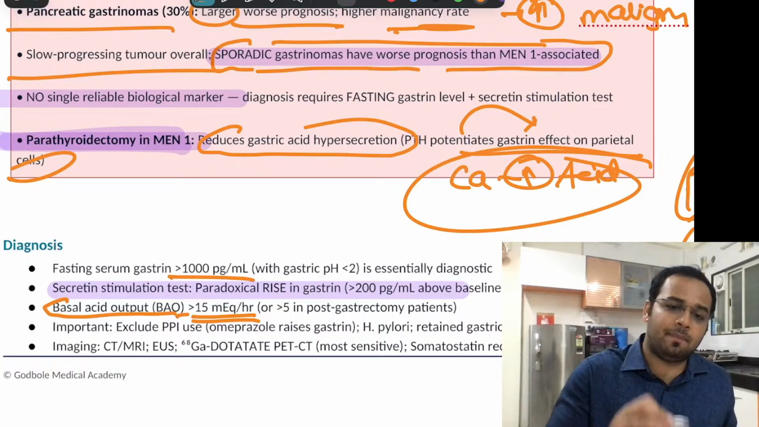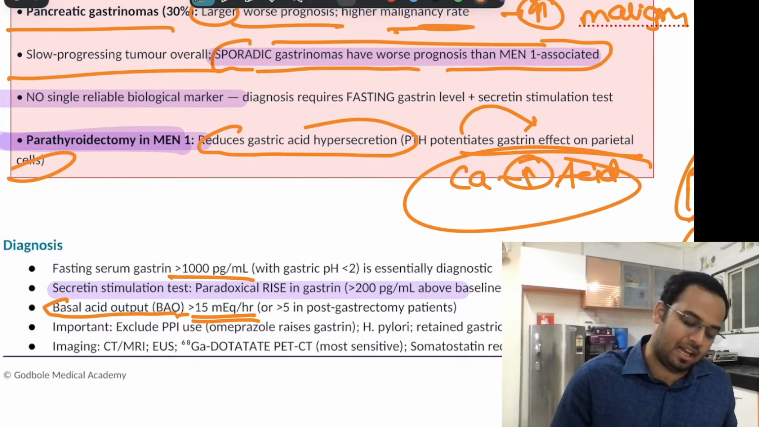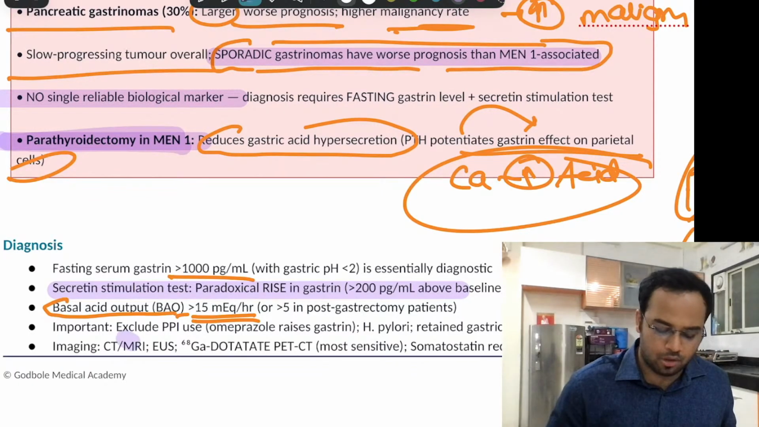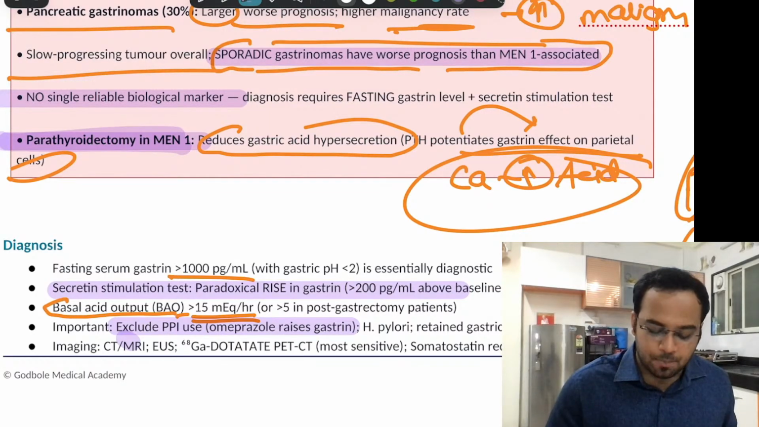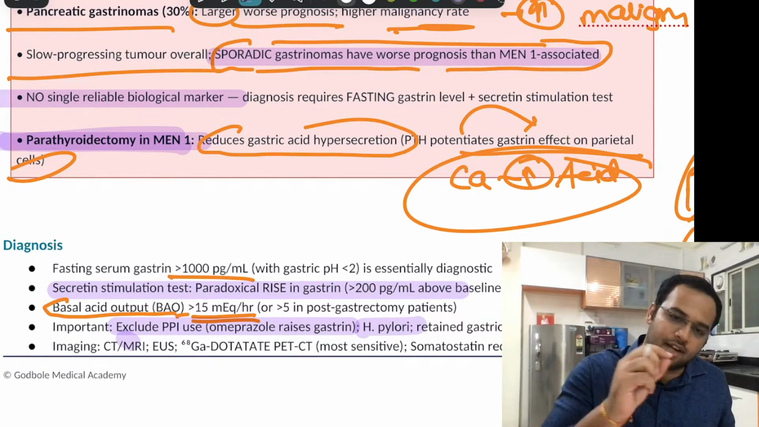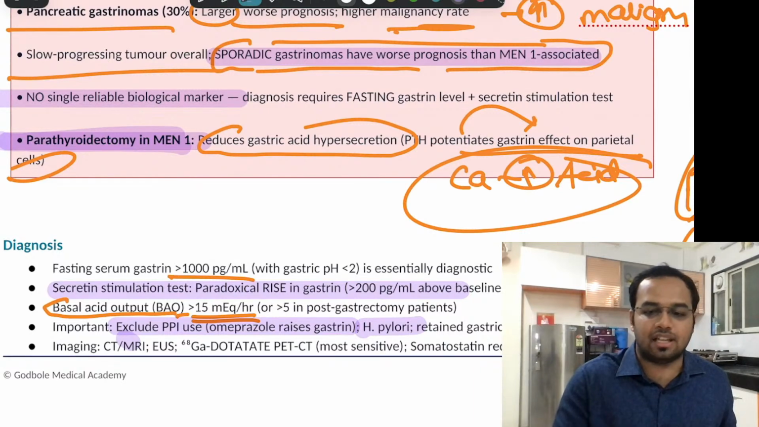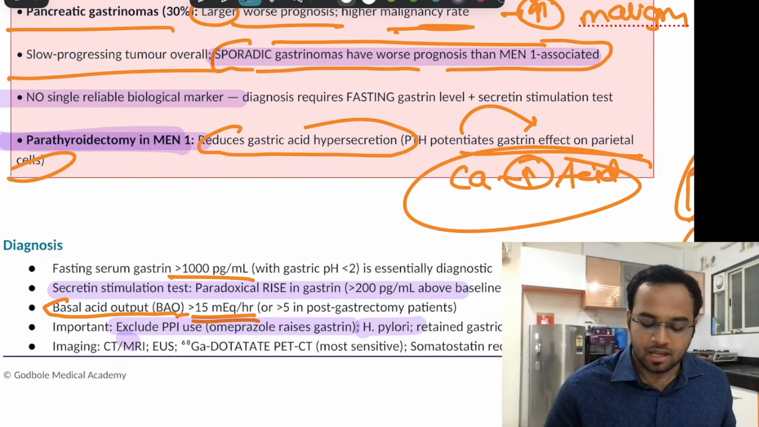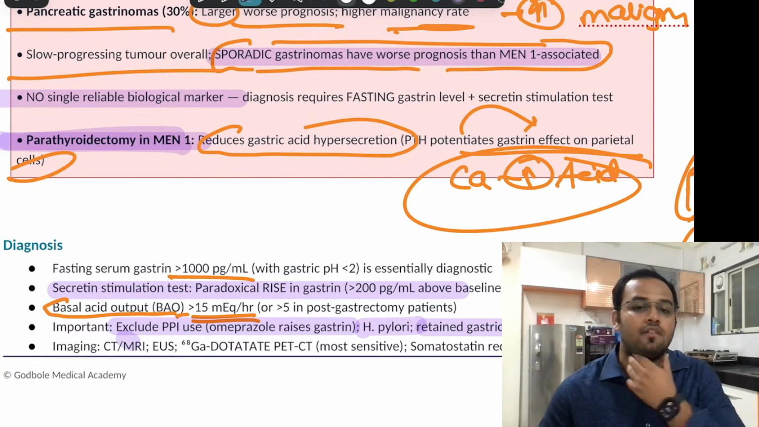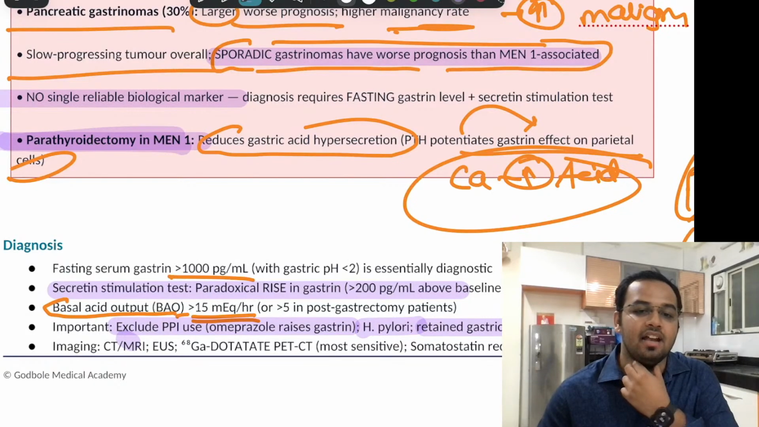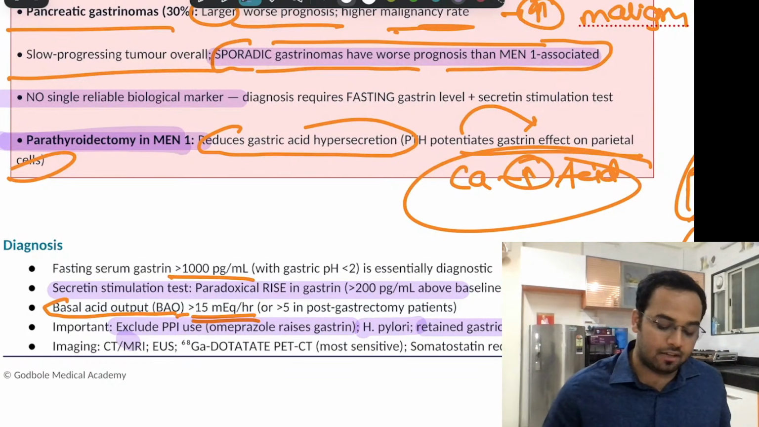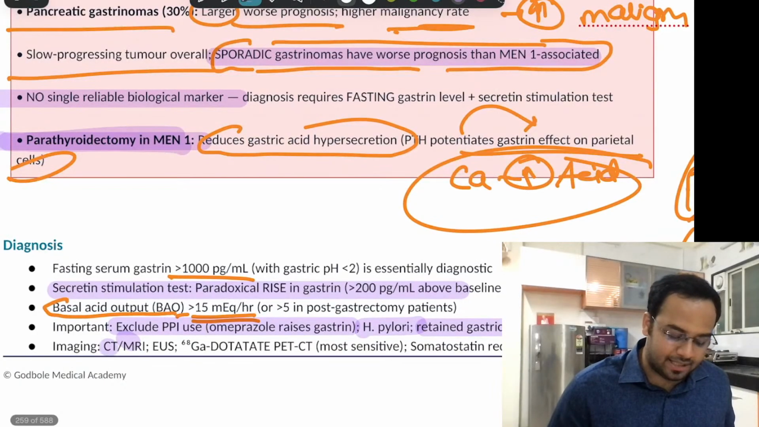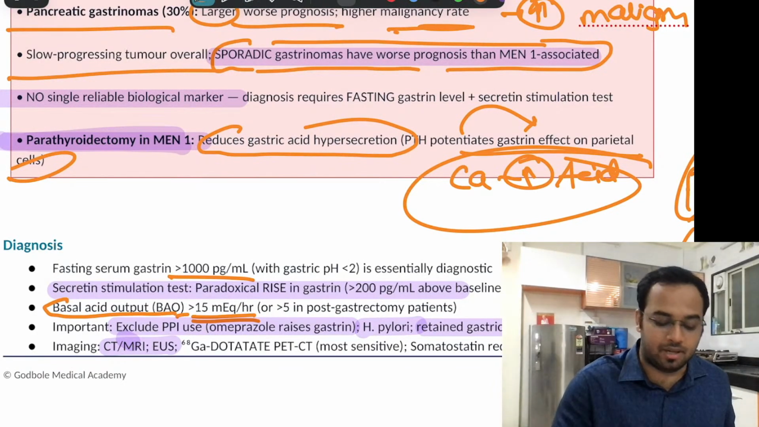Important: before labelling any patient as hypergastrinemia or gastrinoma, rule out PPI use, because omeprazole and other PPIs are going to raise the gastrin. H. pylori might also, because H. pylori is going to reduce the gastric acid and because of that gastrin is going to rise, and retained gastric antrum before diagnosis. So always remember that H. pylori and important drugs like PPIs should be ruled out whenever you are dealing with gastrinoma.